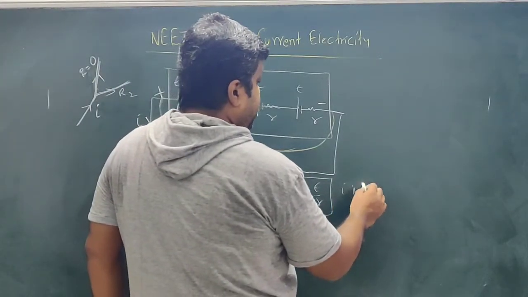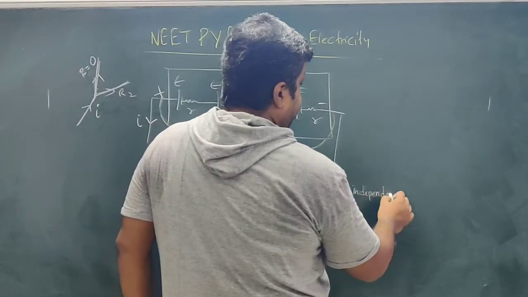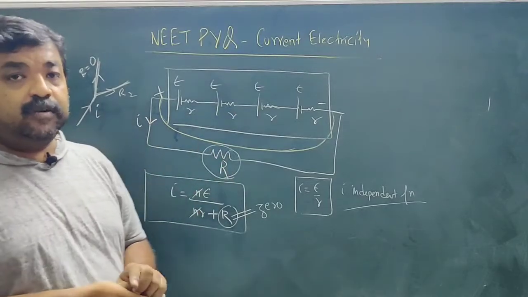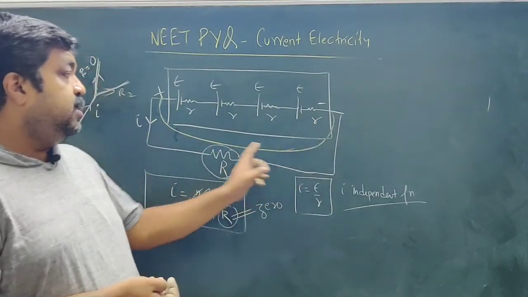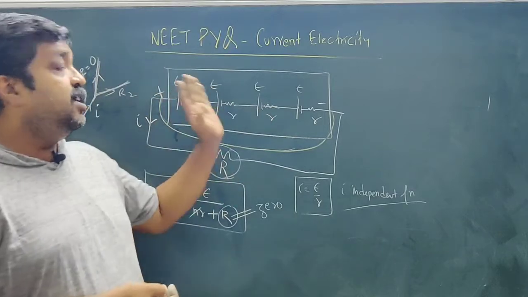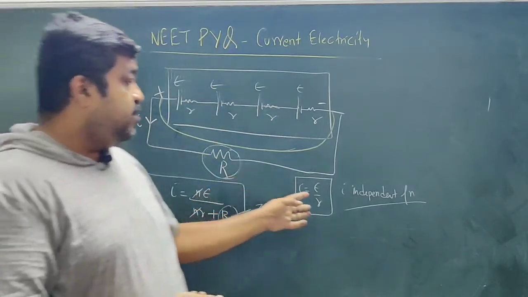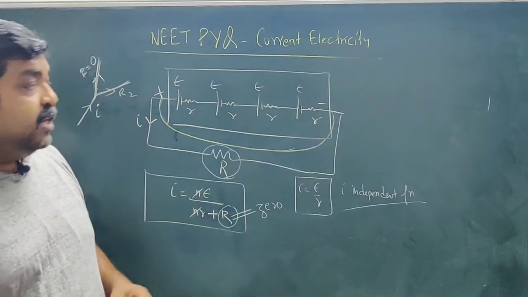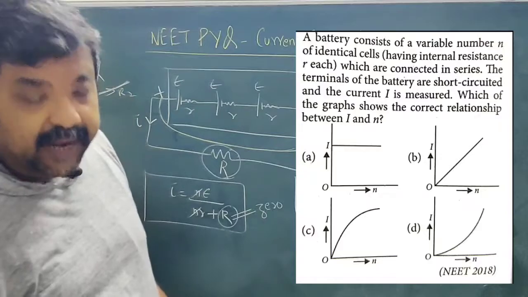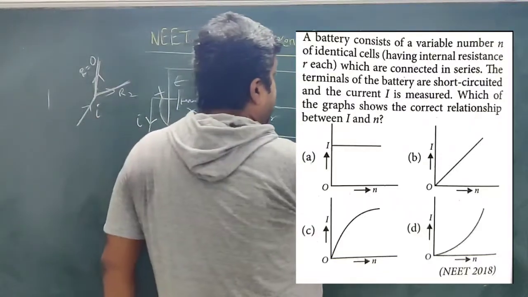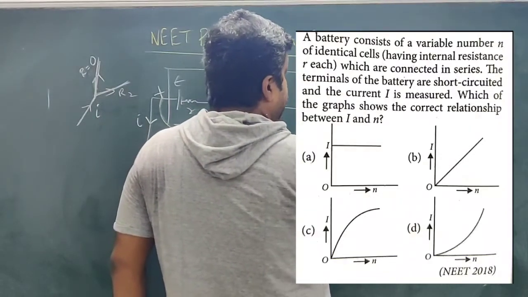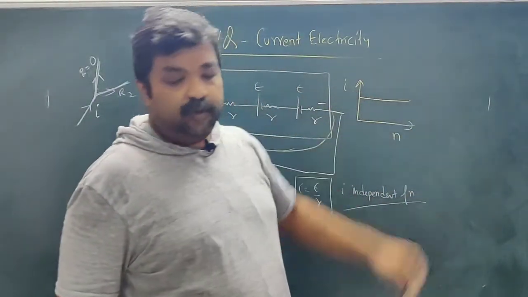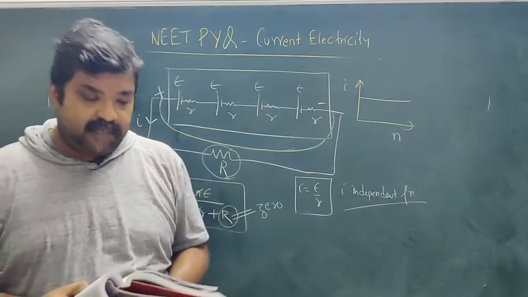I is independent of N. That means when the battery is short circuited, the current flowing in the circuit is independent of the number of cells. It only depends on the EMF of a single cell and the resistance of a single cell. So if a graph is drawn between I and N, since I is independent of N, this is I, this is N, the current is going to remain constant. So even if you change the value of N, the current is not changing. So option A is the correct answer.